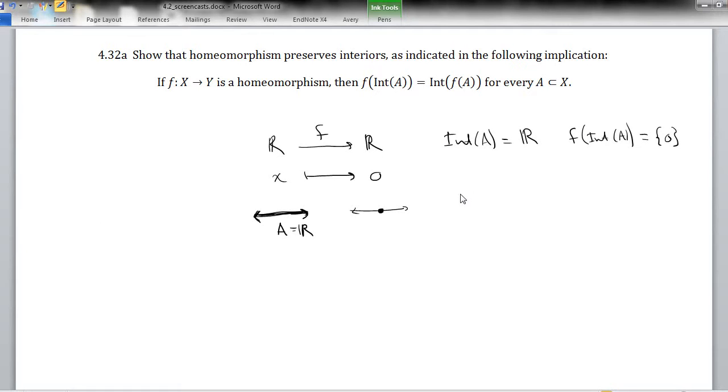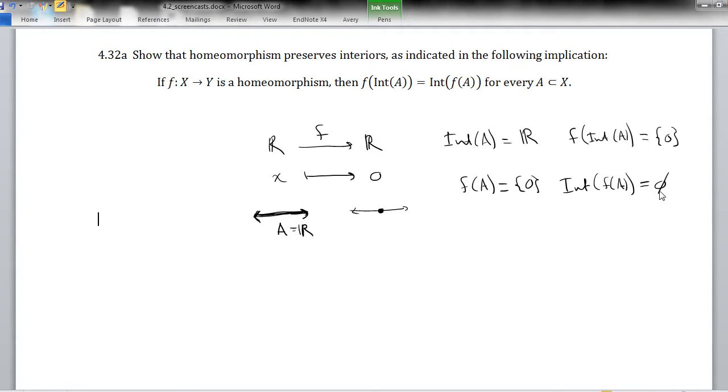Now, what if we do it in the other order? What if we start off with f of A, which certainly gives us just 0, and then we look at the interior of that as a subset of R? Well, that's an isolated point. It doesn't have any interior. Its interior is the empty set.